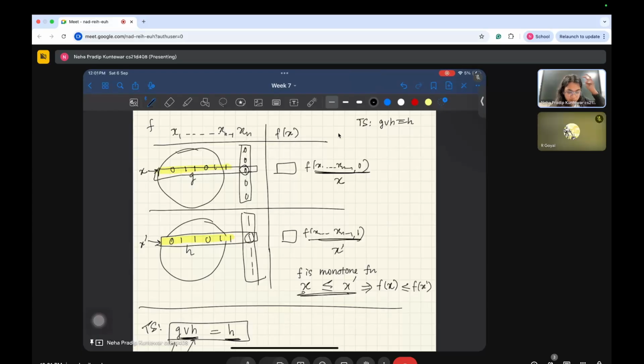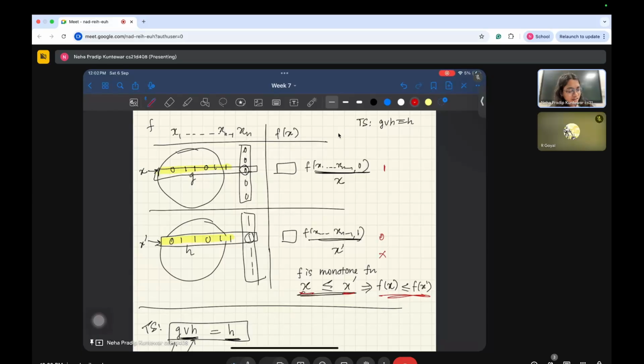Because all the other bits are the same, but in the last one x prime is larger than the previous one, it cannot be that this is a 1 but then this becomes a 0. That cannot happen because of the monotonicity property, that whenever x is less than or equal to x prime, it should satisfy this inequality.